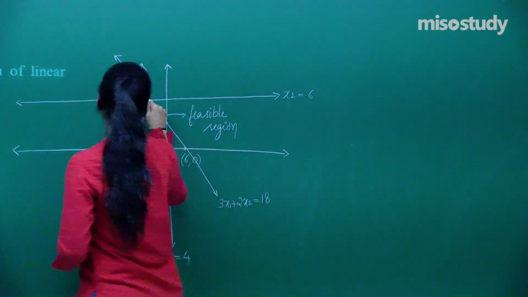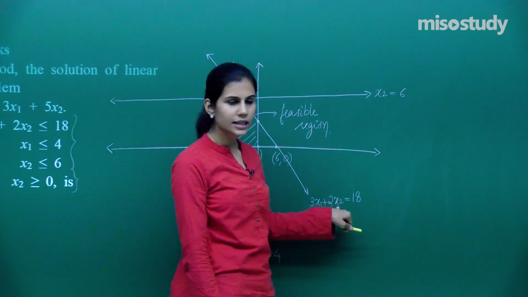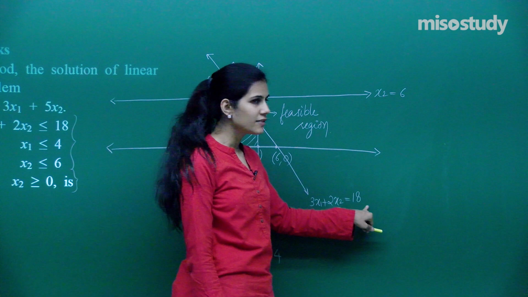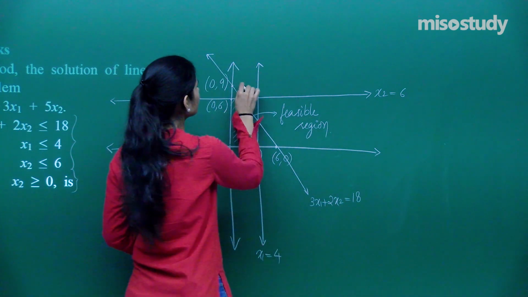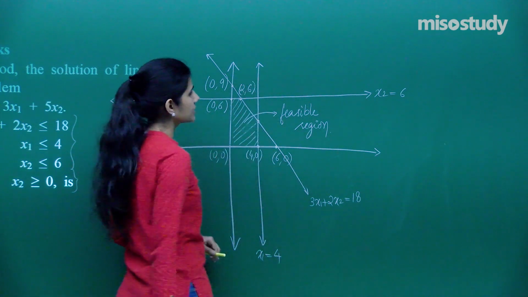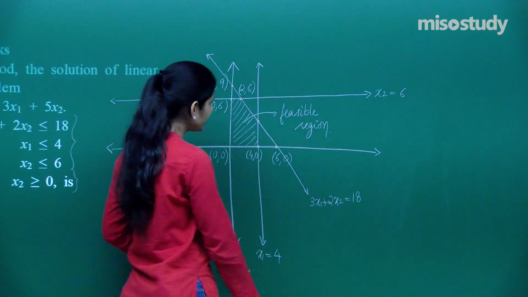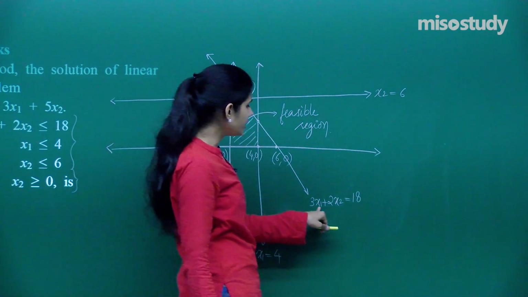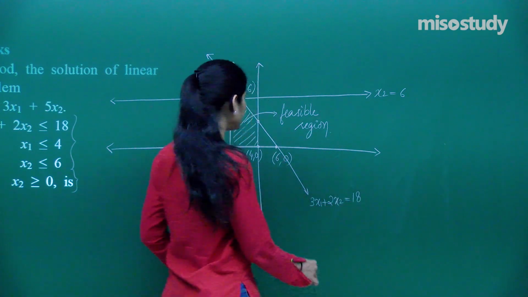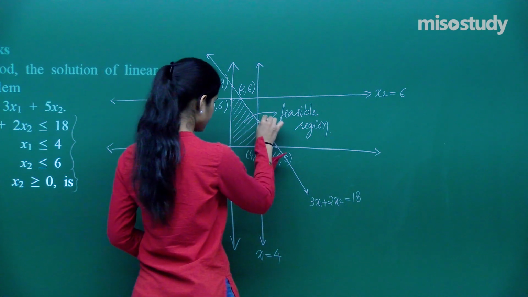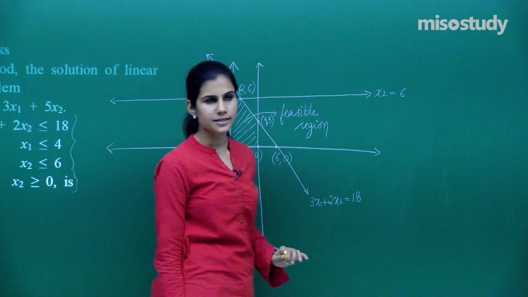What is this? This is the intersection of 3x1 + 2x2 = 18 and x2 = 6. If you put x2 = 6, you get 6 into 2, 12. 18 minus 12 is 6. 6/3 is 2. So this is (2, 6). And here, this is the intersection of x1 = 4 and this line. When you put x1 = 4, you get 4 into 3, 12. 18 minus 12 is 6. x2 would be 6/2, that is 3. So this point would be (4, 3).